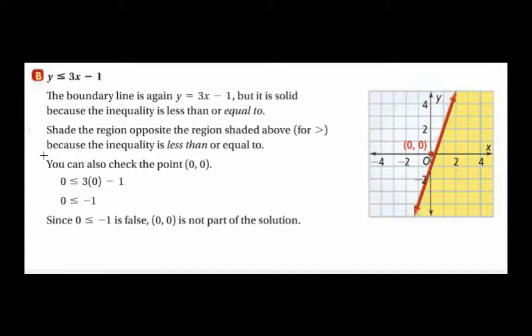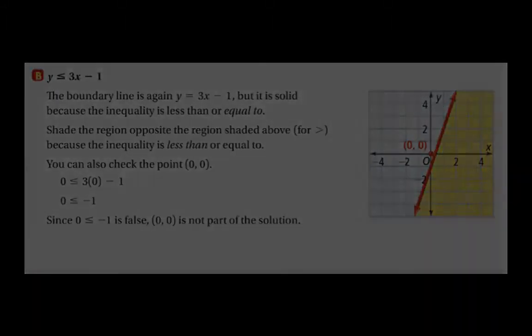Shade the region opposite the region shaded above, because now we're working with y is less than or equal to, but we can still check a test point. The origin, (0, 0). If I plug the origin into my inequality, I get a false statement. 0 is not less than or equal to negative 1, so we know that the origin should not be in the shading.